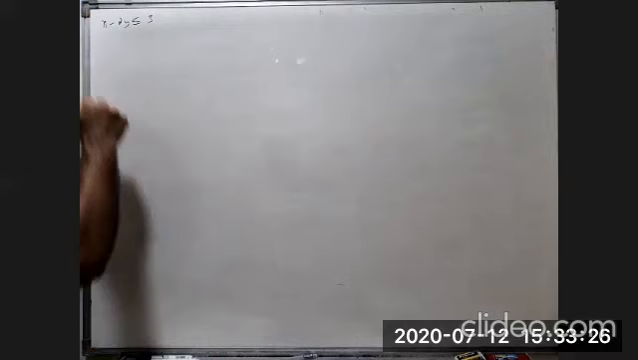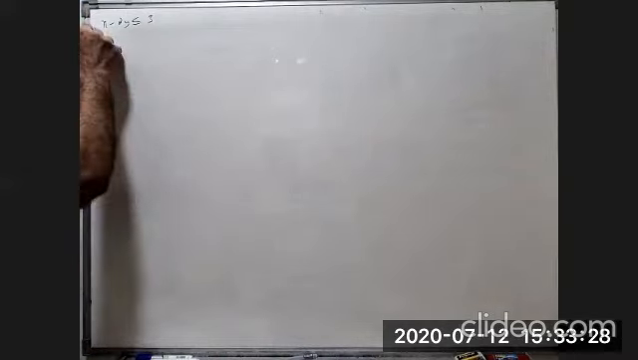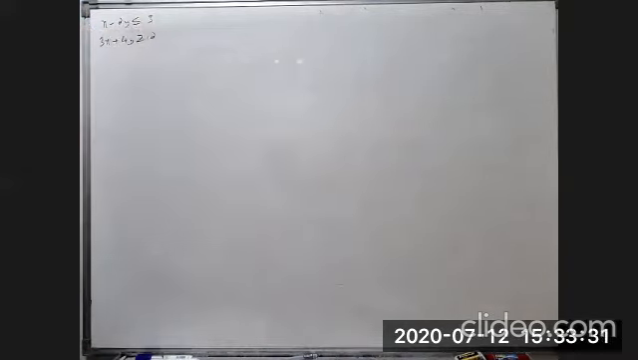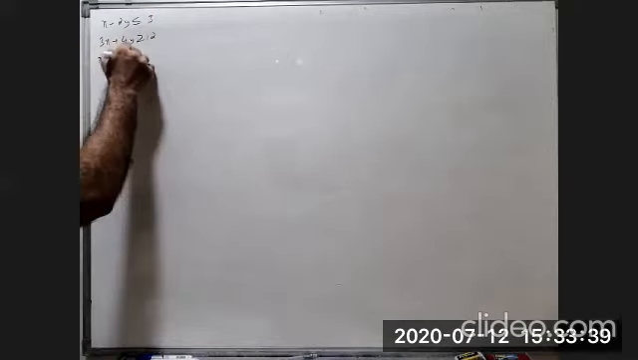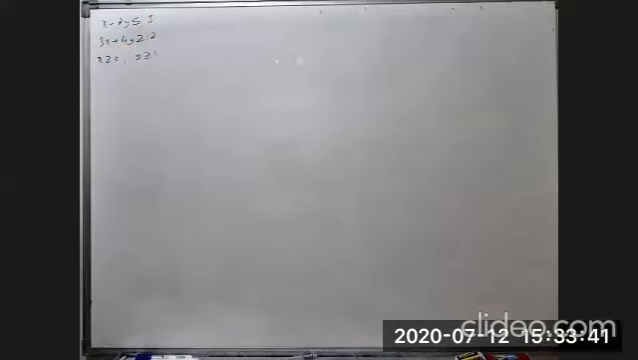Now coming to question number 12. Now what questions are very easy? Question number 12: x minus 2y less than or equal to 3, 3x plus 4y greater than or equal to 12, then x greater than or equal to 0, y greater than or equal to 1.